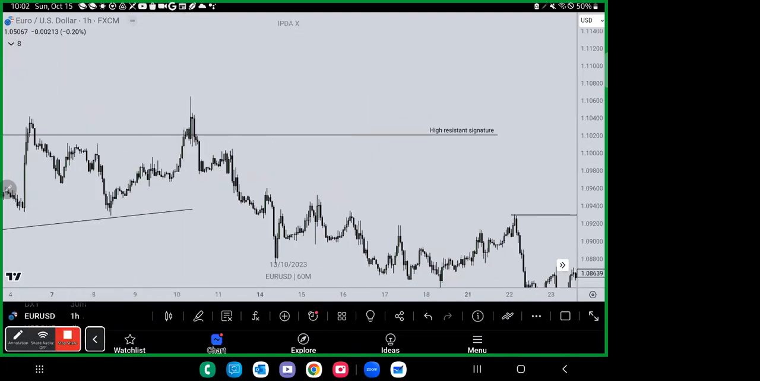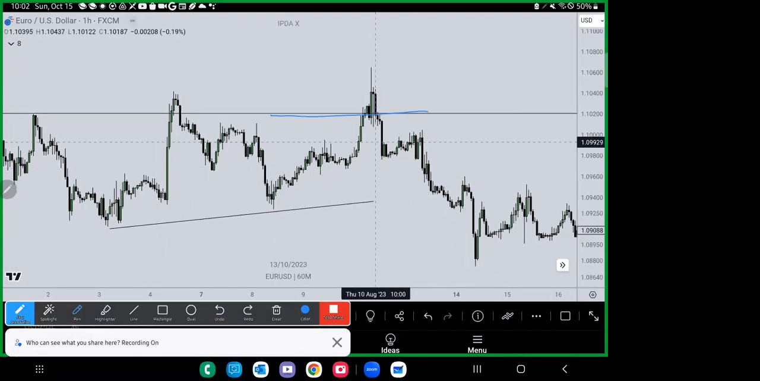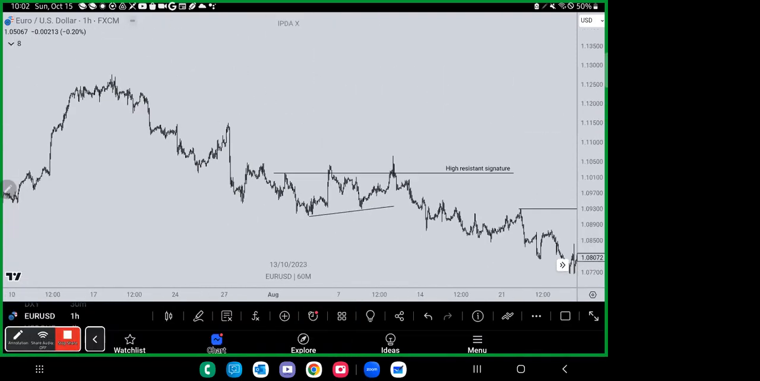Let me zoom in. You guys probably can't see this clearly. On the sell side of a curve, we have that high resistance liquidity run. Price is going to seek low resistance signatures. Right. Boom. We will have an example.